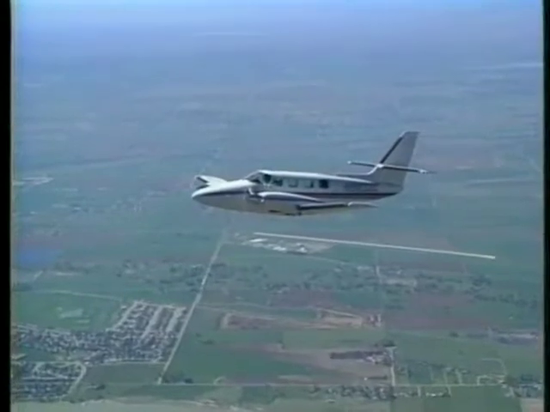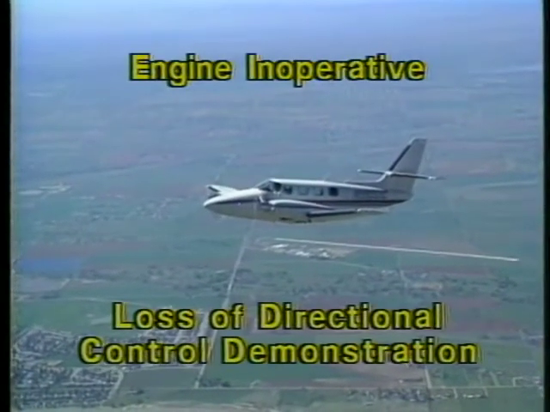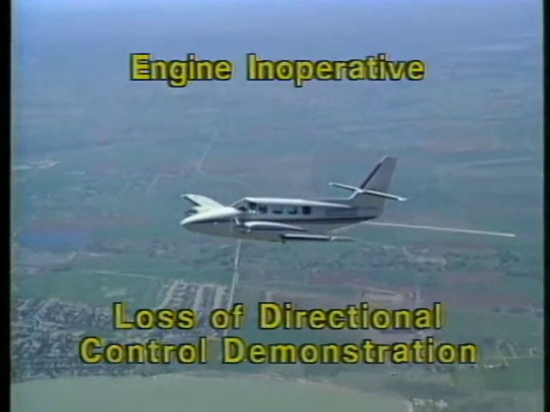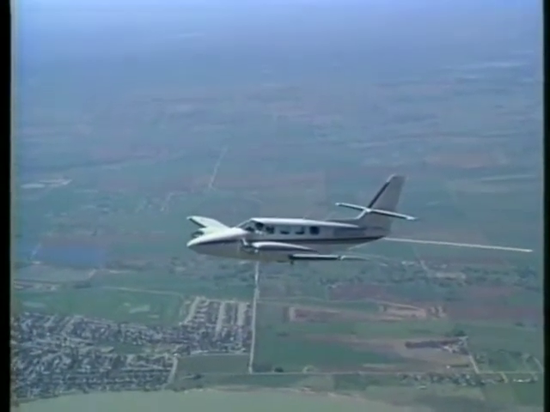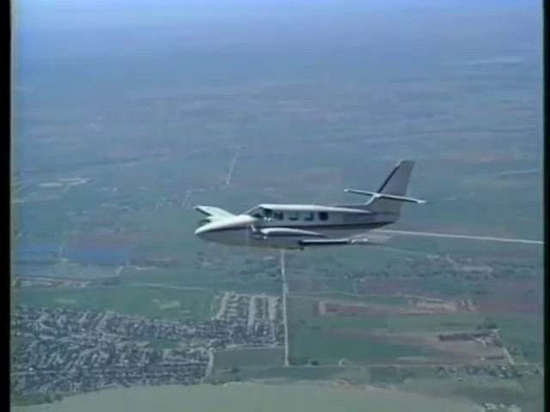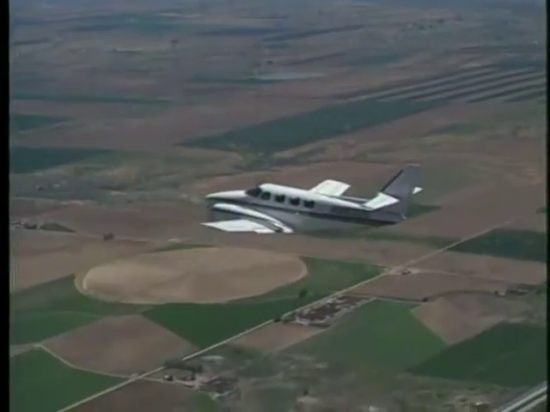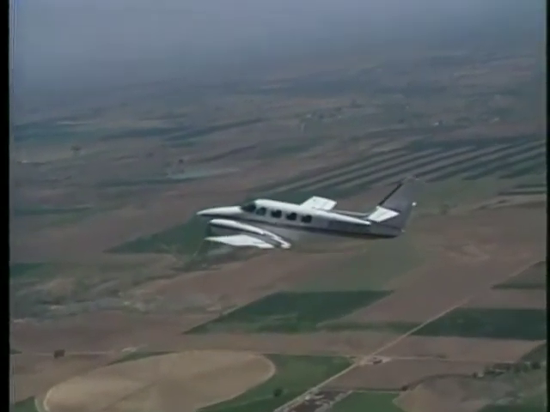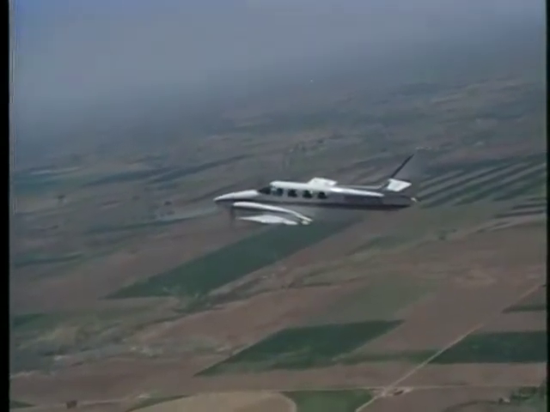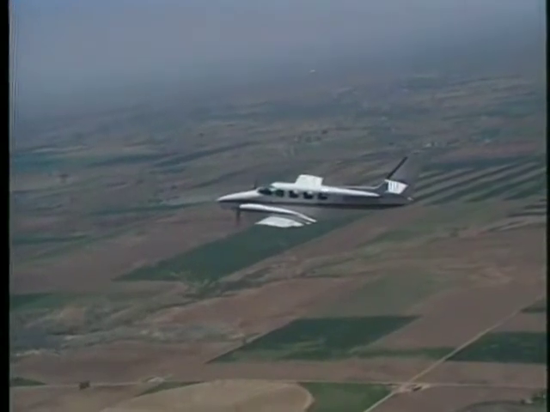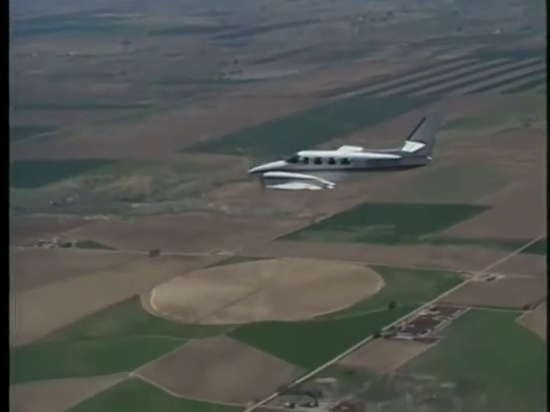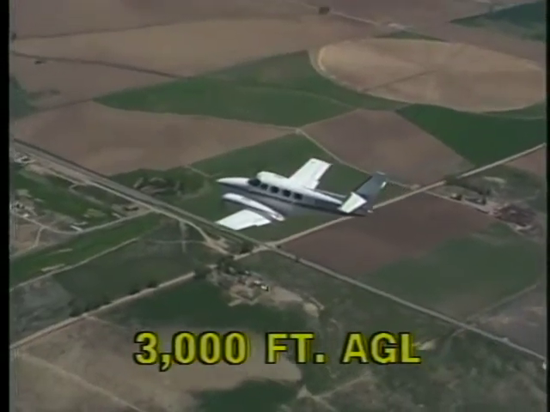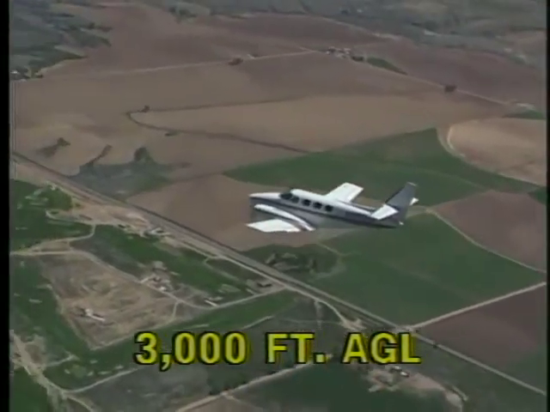The last maneuver we'll discuss is officially known as engine inoperative, loss of directional control demonstration. It is one of the most important maneuvers you will practice in your multi-engine training. This maneuver shows you how to maintain directional control with an engine inoperative and the procedures to follow when directional control cannot be maintained. As with other multi-engine maneuvers, 3,000 feet AGL is the minimum altitude for performing and recovering from this demonstration.